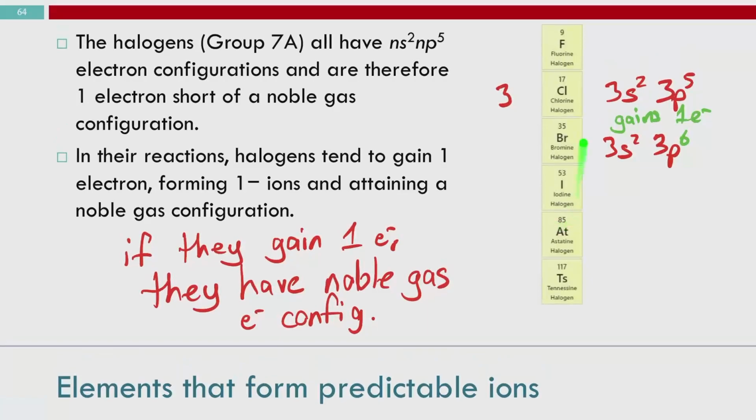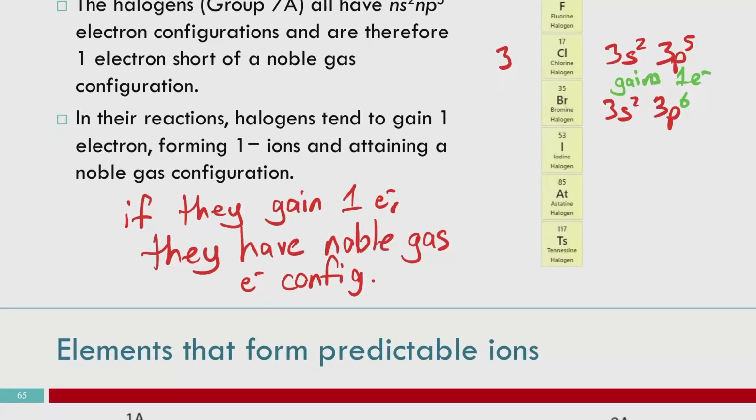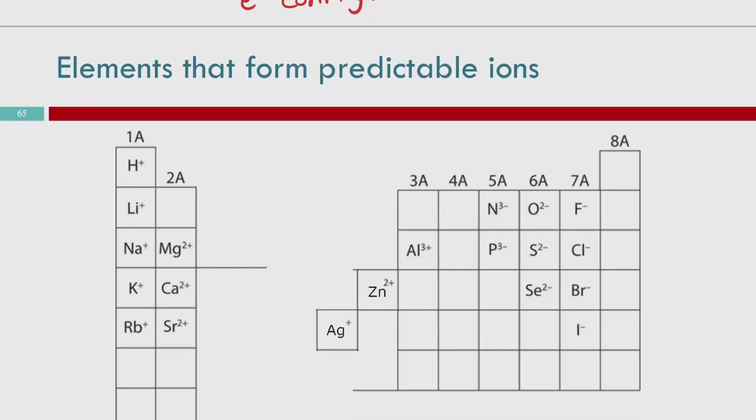And so that's why all of our halogens are especially reactive. They're so close to getting their dream, getting their wish, getting their goal of that noble gas electron configuration. So they're especially reactive.